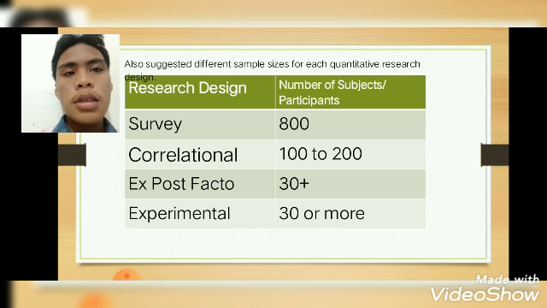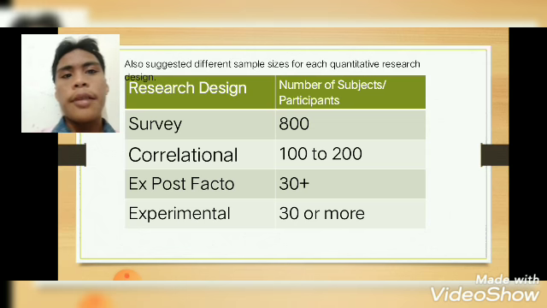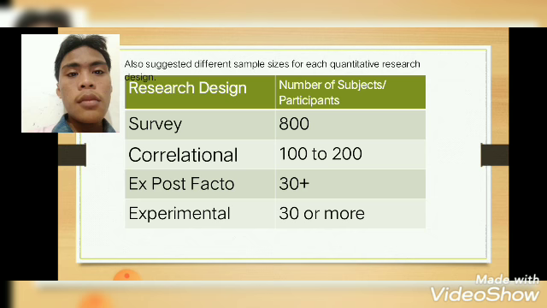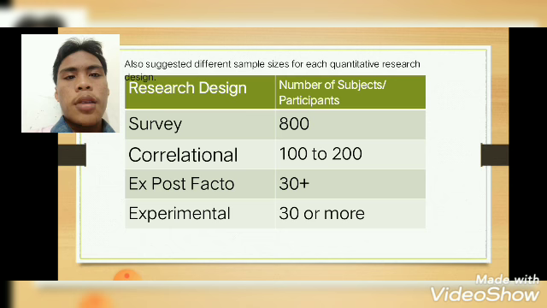Next, also suggested are different sample sizes for each quantitative research design. Research design: survey, number of subject participants 800. Correlational, number of subjects and participants 100 to 200. Ex post facto, number of subject participants 30 plus. Research design experimental, number of subject participants 30 or more.